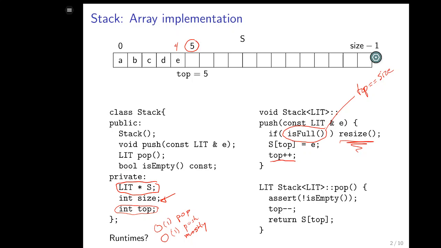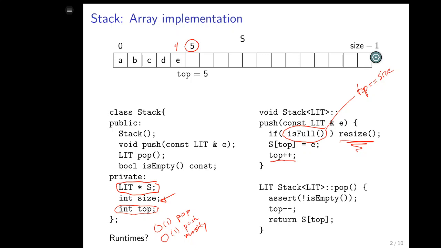Yep. It shows some things. Oh, I see. So if isFull was public, it would be indicating something about the inner implementation of the stack, and that's probably not part of a generic stack. You don't want to have the knowledge that the stack has been implemented by an array.